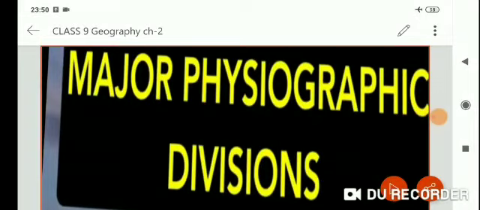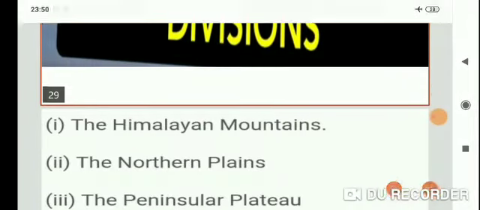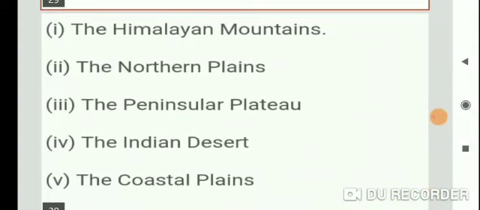Today we are going to discuss chapter number 2, Physical Features of India. This is lecture number three, which discusses the major physiographic divisions. First of all, the physical features of India can be grouped under the following physiographic divisions. The first division is the Himalayan mountains, second is the northern plain, third is the peninsular plateau, fourth is the Indian desert, fifth is the coastal plain, and last, sixth, is the islands.